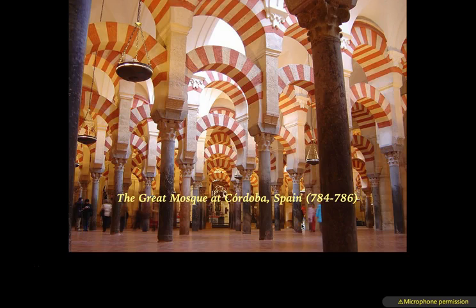We'll end here on an architectural example of repetition from the Great Mosque at Cordoba, Spain, built between 784 and 786. You see how these arches and columns and the red stripes and the chandeliers create a rhythm?